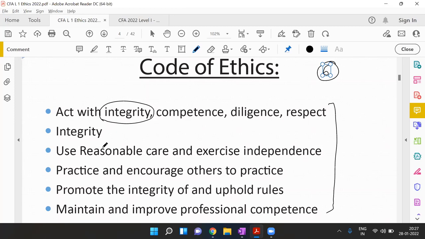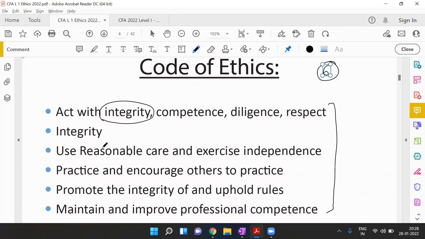Respect: you should respect your profession. If you are working in the investment management industry and in every meeting you start abusing or saying something about your profession which is not taken in good terms, in that case also you are not respecting your profession.